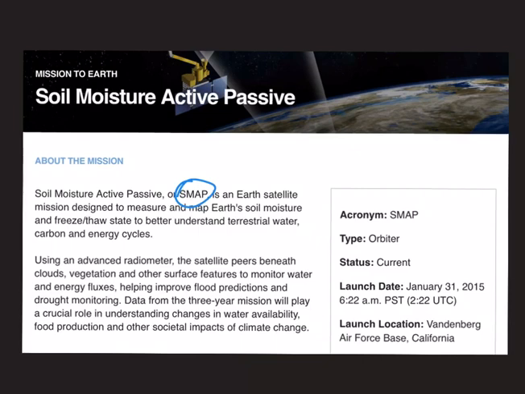And what is the objective of this mission? See, it is designed to measure and map Earth's soil moisture and freeze state to better understand terrestrial water, carbon and energy cycles. And why this data is necessary? It helps improve flood predictions and drought monitoring. So mission SMAP's objective is to measure Earth's soil moisture and freeze state.